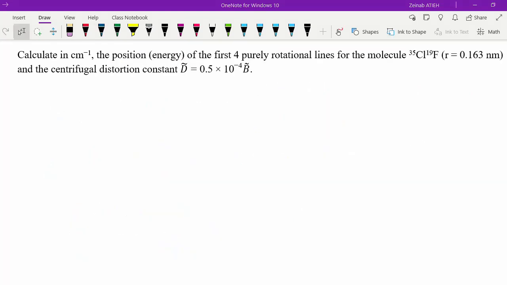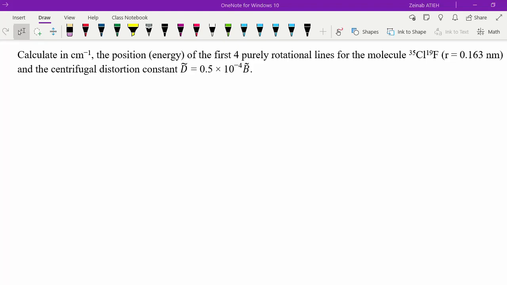This question says, calculate in centimeter minus 1 the position of the first 4 purely rotational lines for the molecule with an internuclear distance 0.163 nanometer, and the centrifugal distortion constant D bar is given to be equal to 0.5 times 10 to the power minus 4 B bar. So he's asking us to find the wave numbers because he's asking me to find the position in centimeter minus 1 for the first 4 lines in a rotational spectrum.